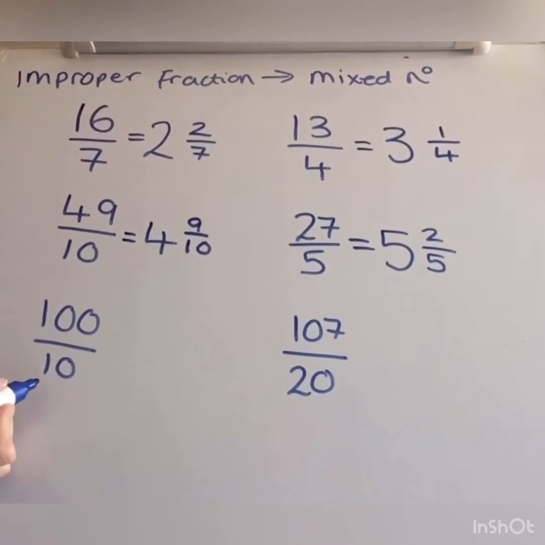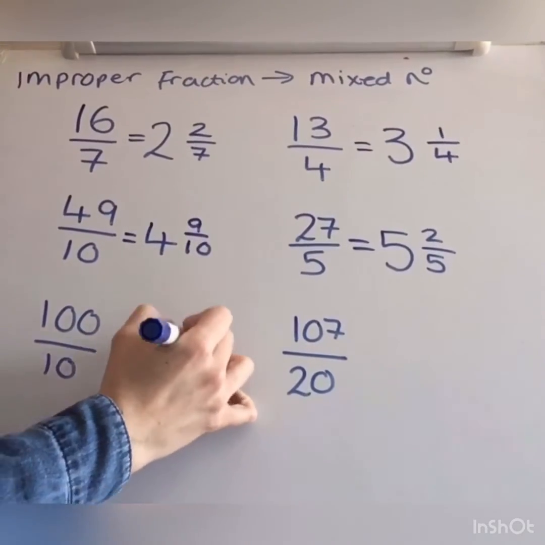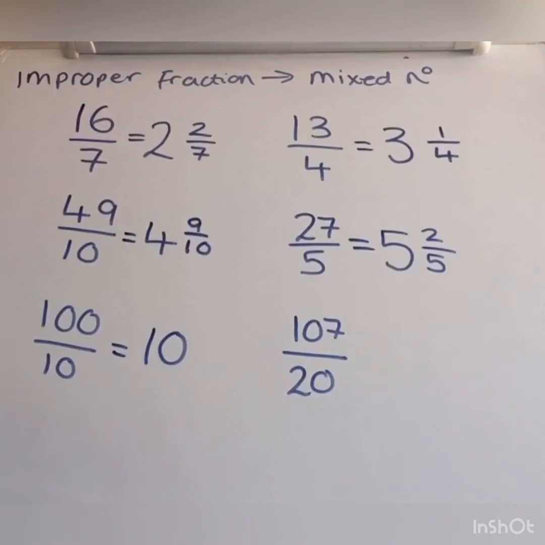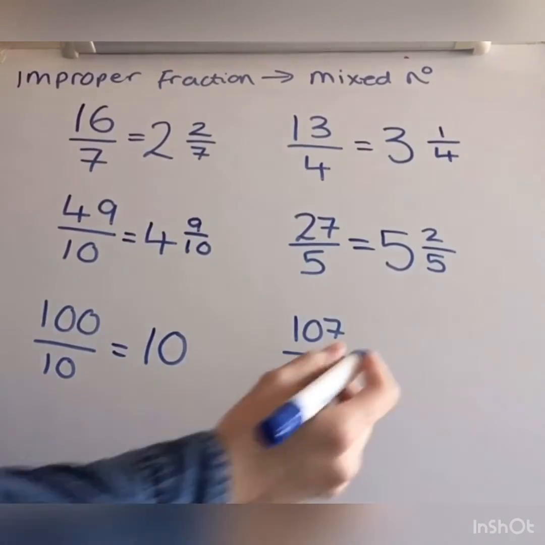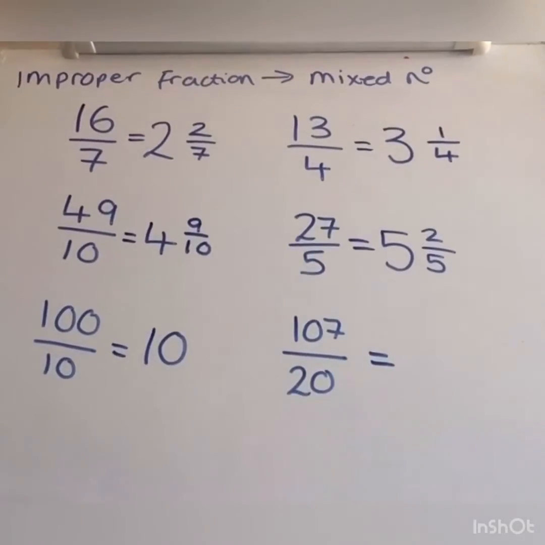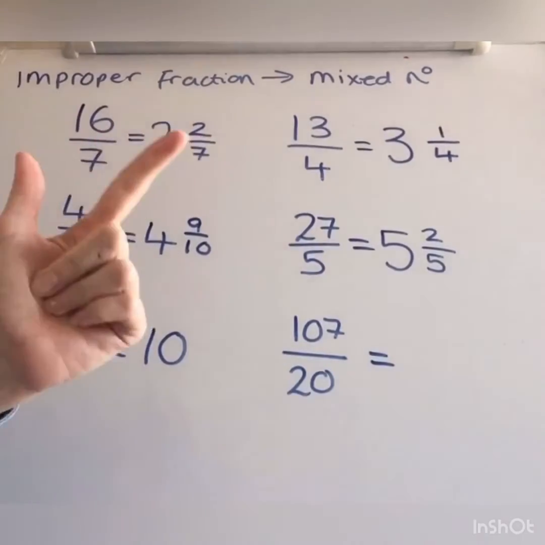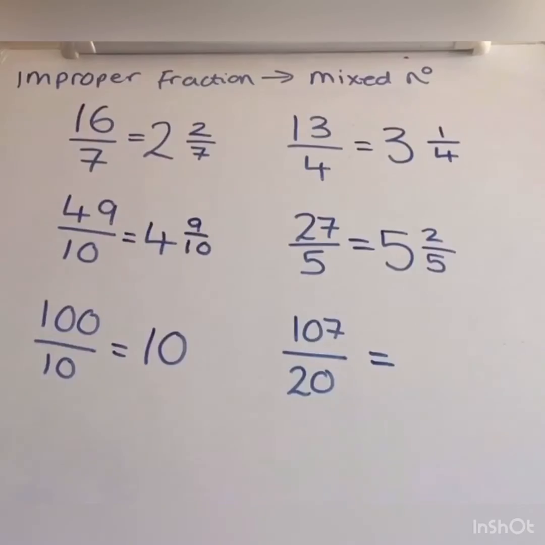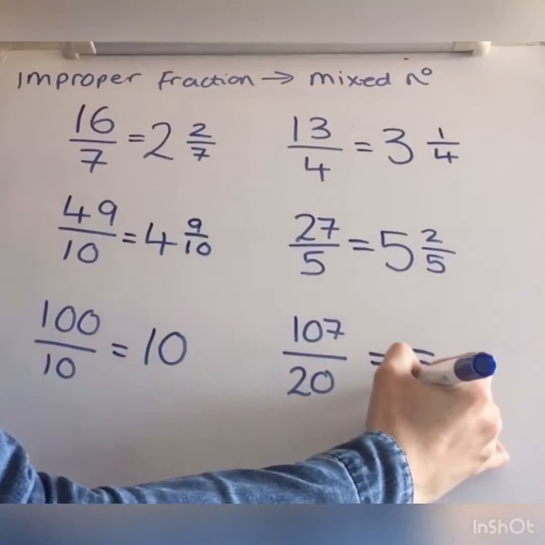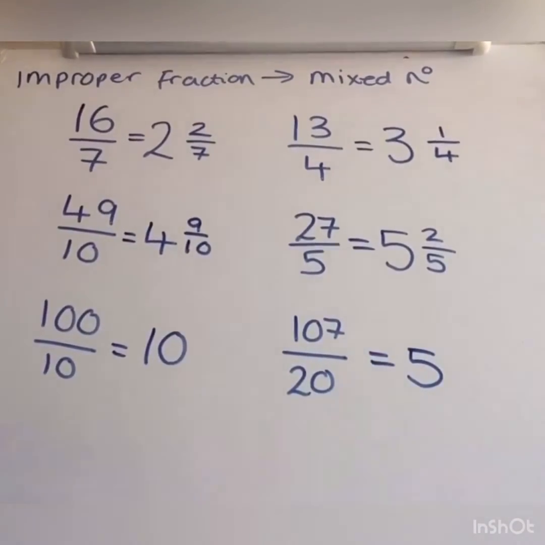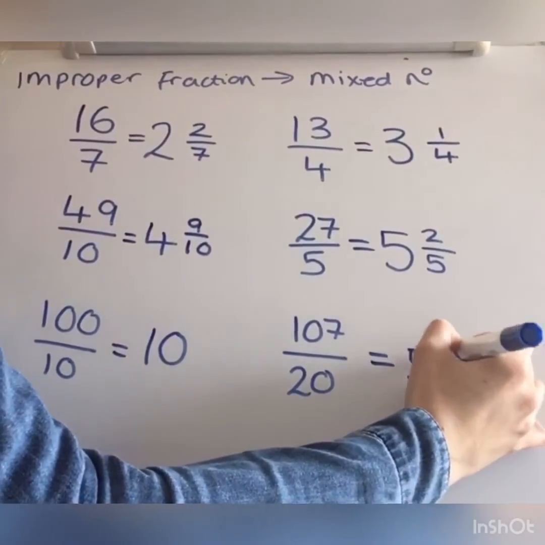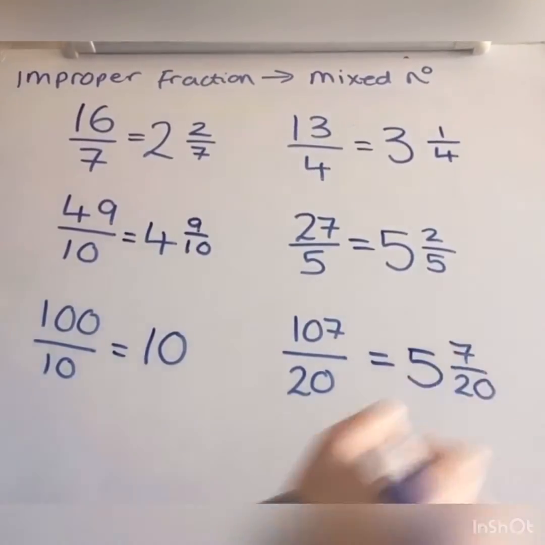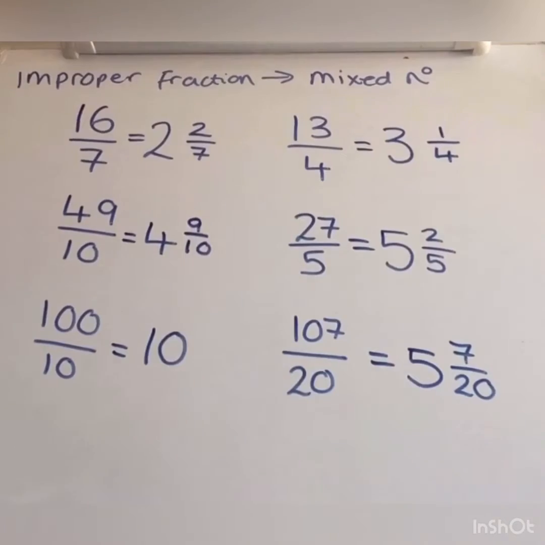This one here, how many 10s go into 100? Well, that just goes in 10 whole times. There are no remainders, so this is a whole number, just 10. How many times does 20 go into 107? 20, 40, 60, 80, 100. So it goes in 5 times. And if we're at 100 and we have 107, we've got 7 left over, and it goes over the 20, so 5 and 7/20.